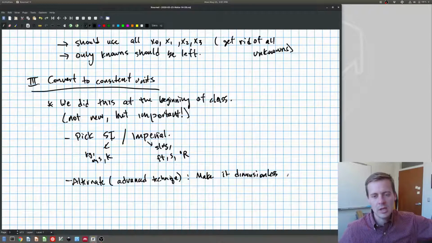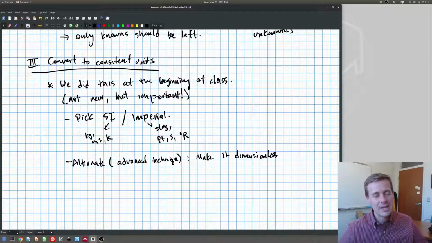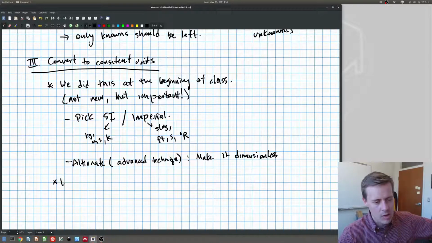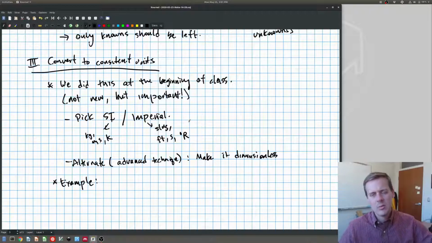My advice would be to make it dimensionless as the advanced technique, but for this class, and for many cases, it's actually good enough to just pick standard units. In a way, you're sort of making it dimensionless in these units. I don't know if that confuses you or not, but that's one way to think about it. So let's look at our example here. I want to rephrase what I said earlier. When you pick these standard units, you're not making it dimensionless. When you're making it dimensionless, you're actually picking units that are the natural scales of the problem.